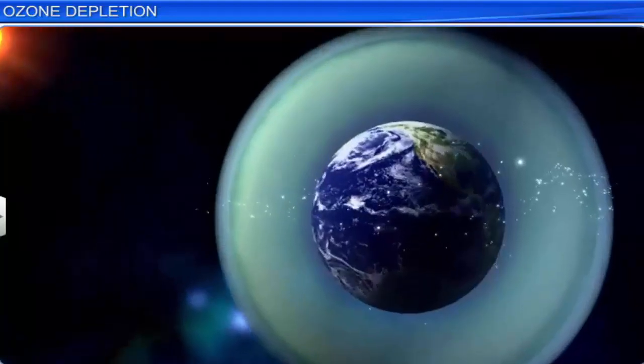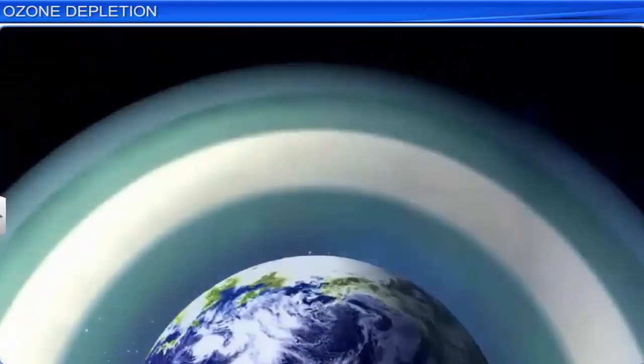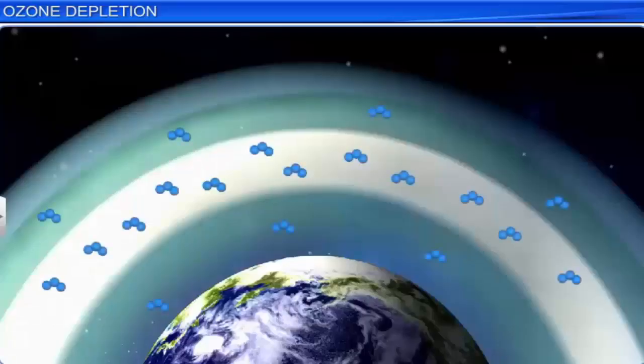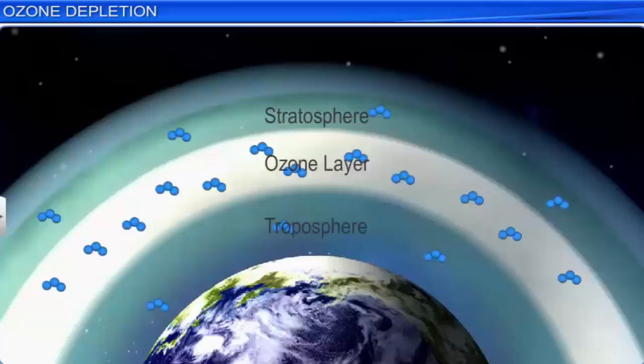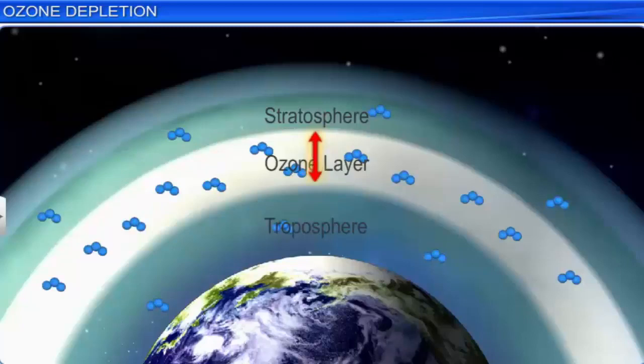Ozone is found in low concentrations throughout the Earth's atmosphere. However, about 90% of ozone is found in the lower portion of the stratosphere, where it forms the ozone layer. This layer is between 13 kilometers and 20 kilometers above the Earth's surface and varies geographically and seasonally. The thickness of the ozone layer is measured in Dobson units.